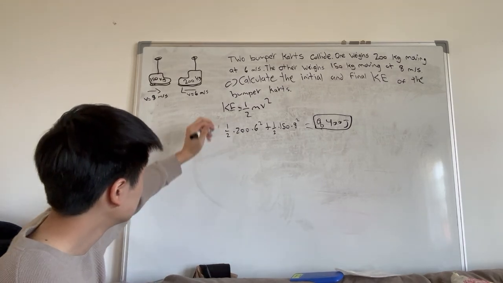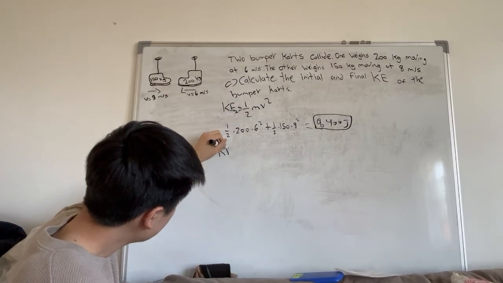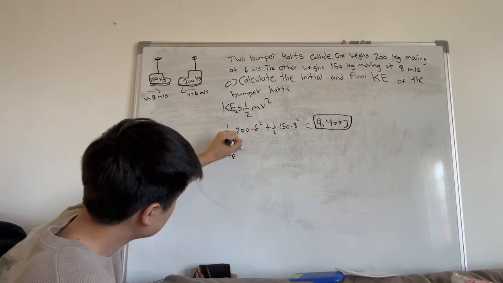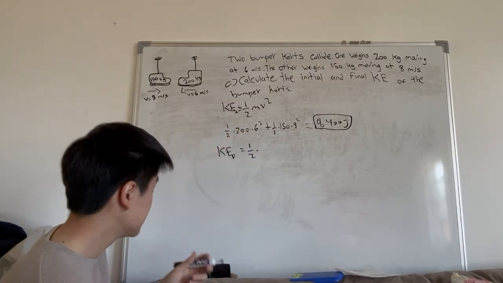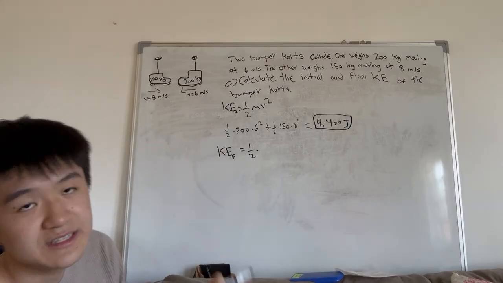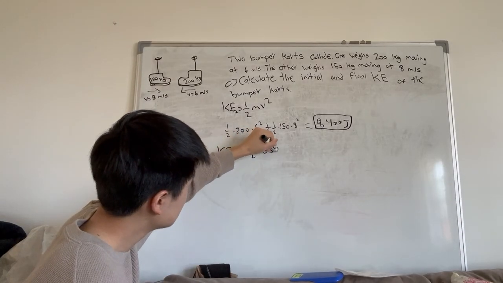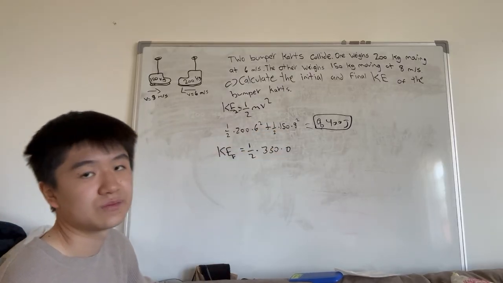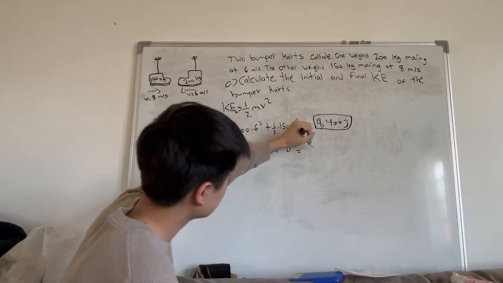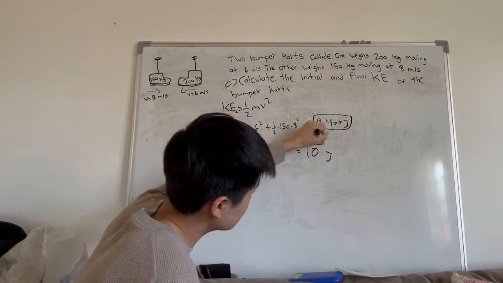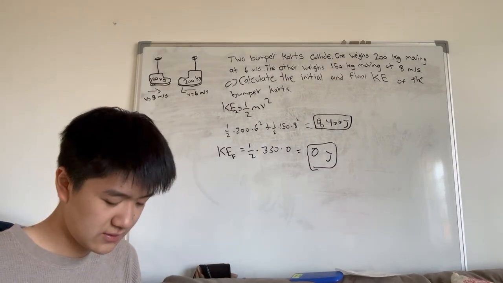I'll just write it out here. I'll just write this I for KE initial. So KE F for final is going to equal 1/2 times the mass. We can just add the masses, but it doesn't really matter because the final velocity is 0. It's going to be 350 times 0, and we know when you multiply something by 0, it's 0. So our final kinetic energy of the carts is 0 joules. And that is the answer to this question.